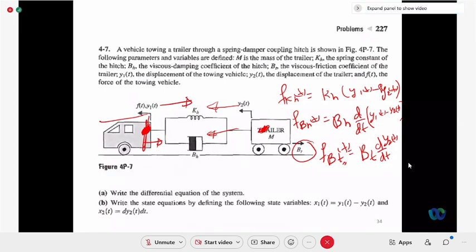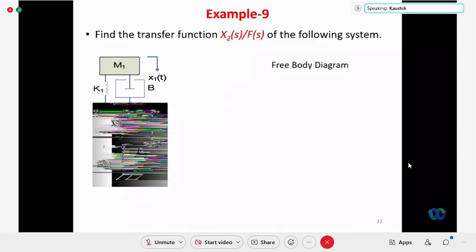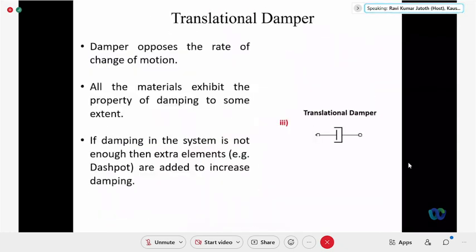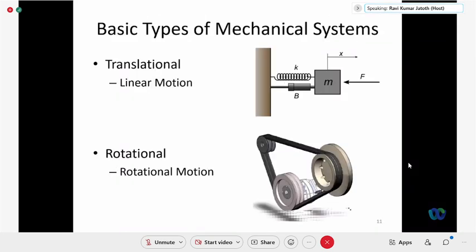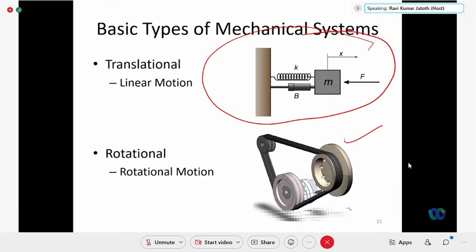So this is: write differential equations of the system. This is about a mechanical translational system. Mathematical modeling of a mechanical translational system, where the motion is linear. For a rotational system, we need mechanical rotational systems, where the motion is rotation. Displacement here is along a straight line, but here the motion is about an axis. So here the displacement we call theta 1, the angular displacement.